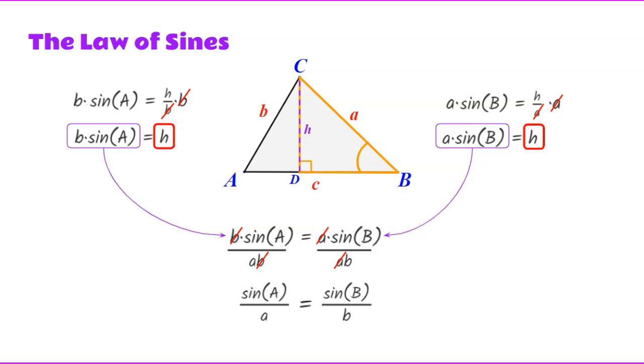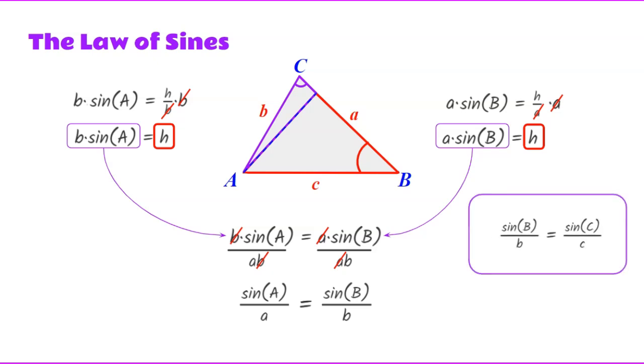You can repeat the same process by drawing the altitude from vertex A. You will be able to show that sine B over b is equal to sine C over c to complete the equation of the law of sines.